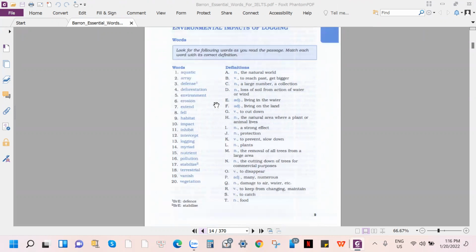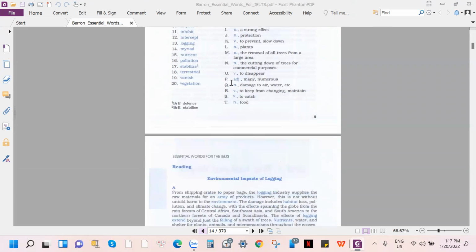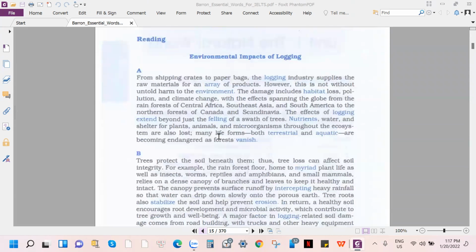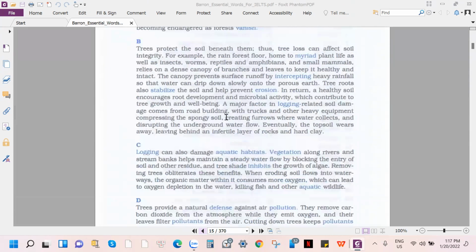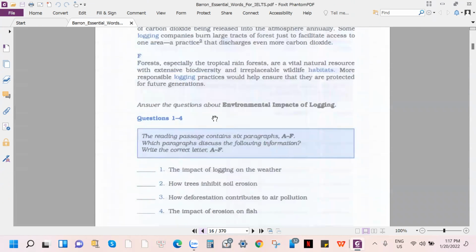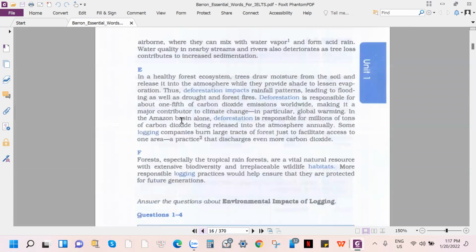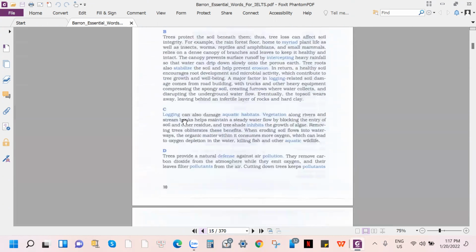And this first page is going to be the assignment at home, because at the back of the book, we have the keys that are going to help you know the answers for the right choice. And we are going to study based on the paragraphs of logging. We have like 6 or 7 paragraphs from A to F.